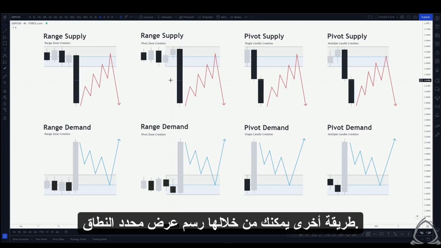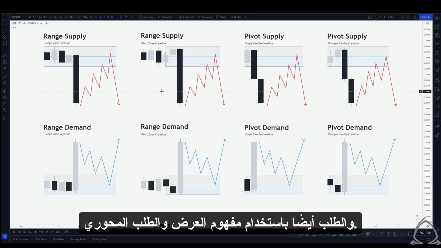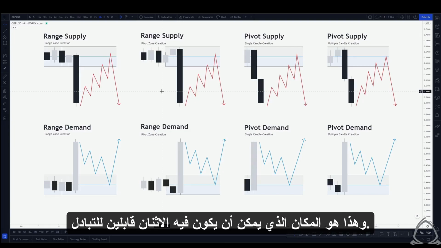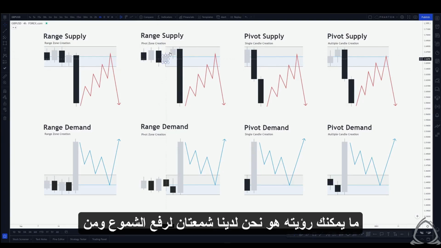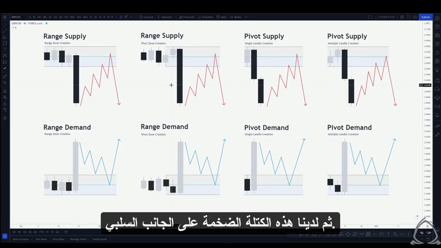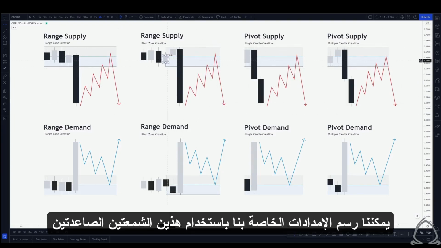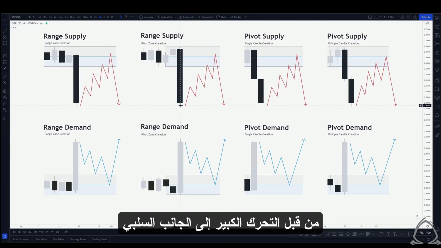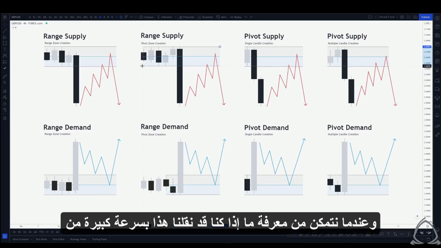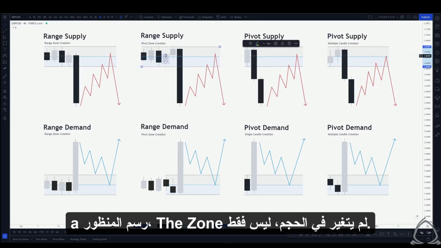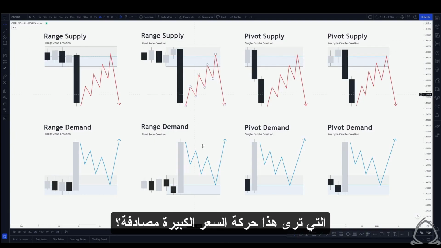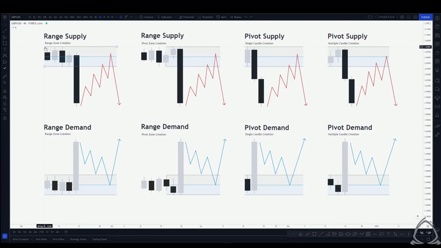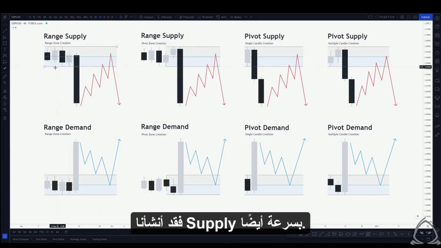Another way that you can draw range-bound supply and demand, also using the concept of pivot supply and demand, and this is where the two can be interchangeable, is when you have that overall range in supply, what you can see is we have two up candles, and then we have this massive move to the downside. We can draw our supply zone using these two bullish candles before the large move to the downside, and that would build up our supply zone. And what we can see, if we just very quickly move this over, from a drawing perspective, the zone has not changed in size. It just becomes a little bit more specific to the up moves that see this large move in price.